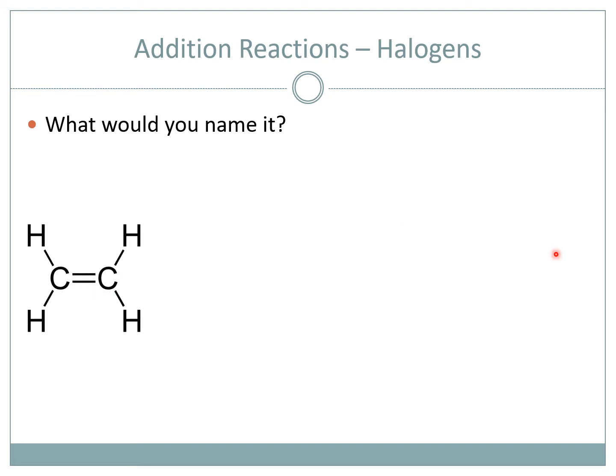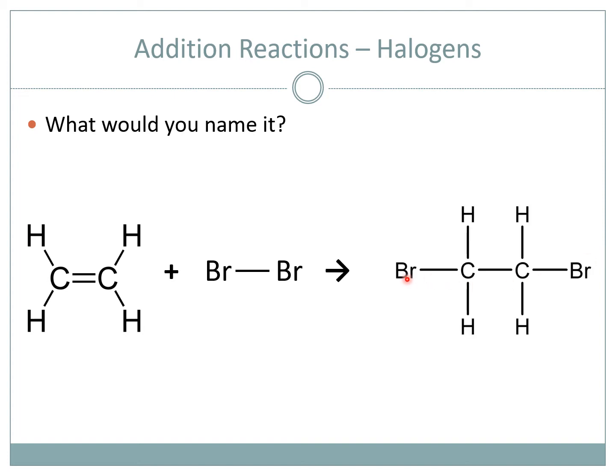So we have ethene, I'm going to put bromine onto it. Now, that double bond is going to break open. I'm going to add a bromine atom onto each side of the carbon-carbon double bond where it was, and this will form us an alkane with 2 bromines. Now, so far we've only called things alkanes and alkenes. Is this going to be an alkane or an alkene?